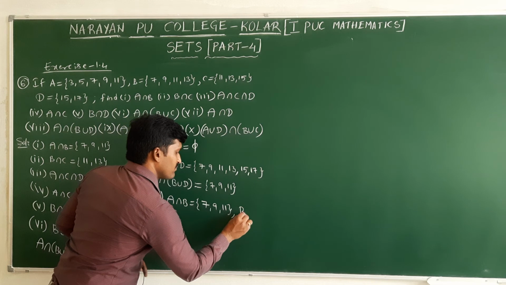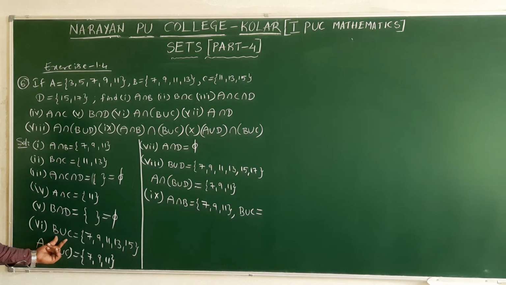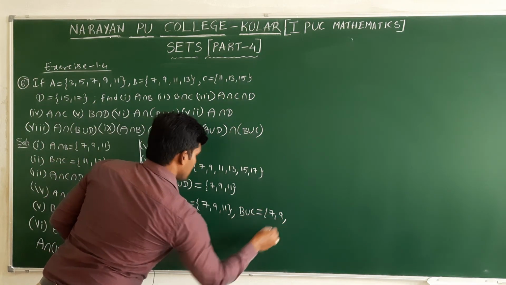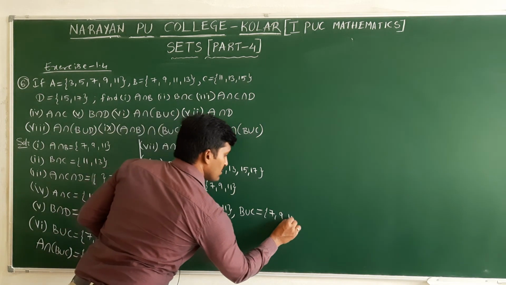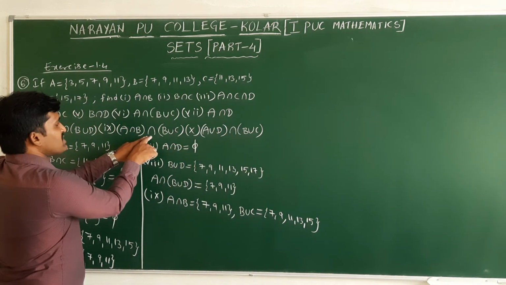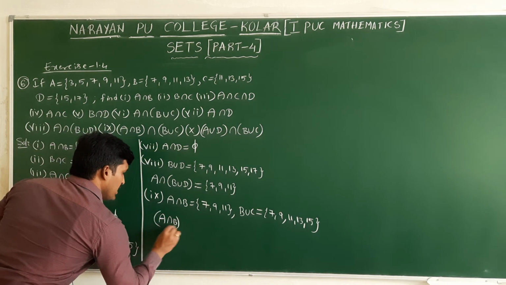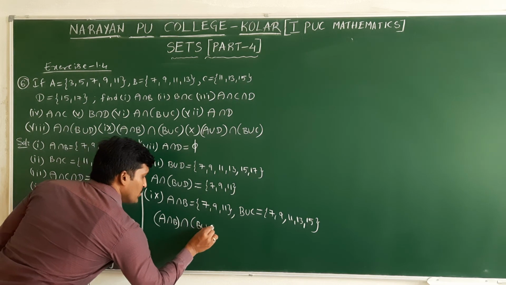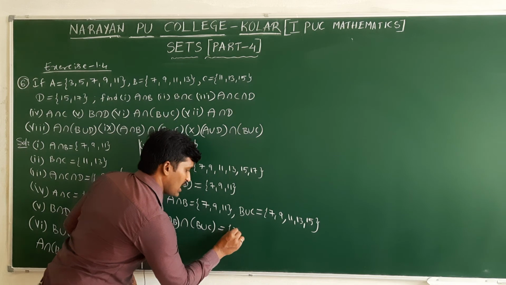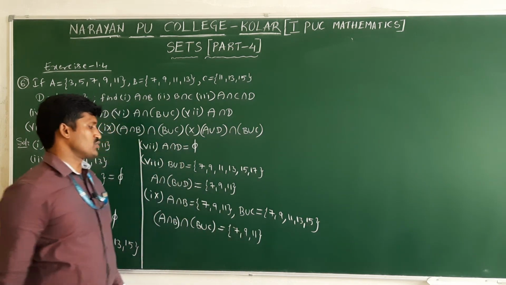Next, B union C. We got B union C from question number 6, which has the same answer: 7, 9, 11, 13, 15. For these two, we need to apply which operation? Intersection. A intersection B union C. For these two, we need to find the common elements. What common elements? 7, 9, 11 only in these two.